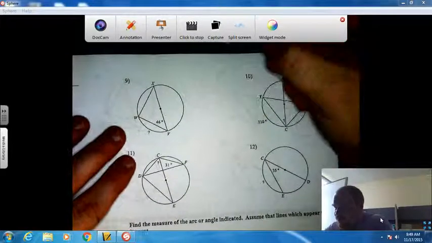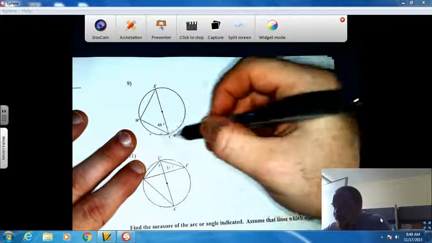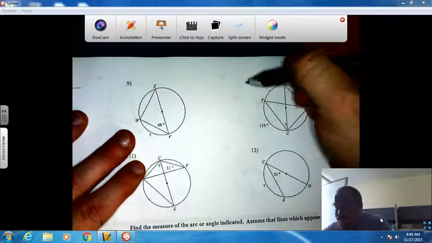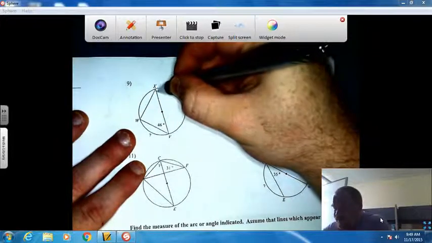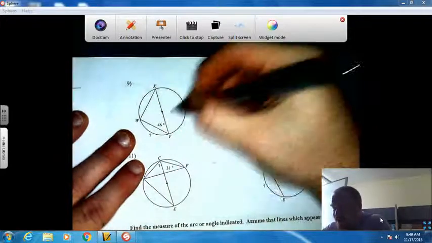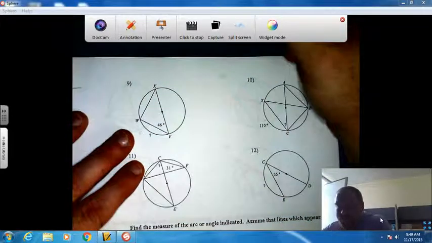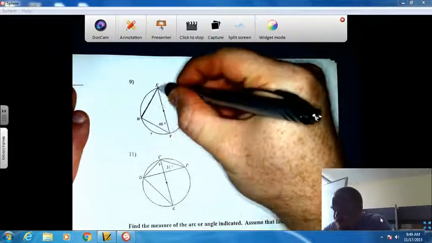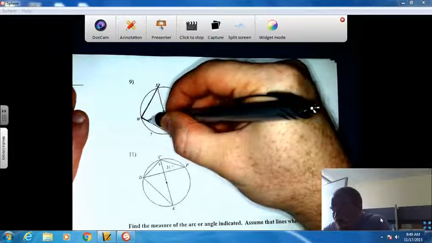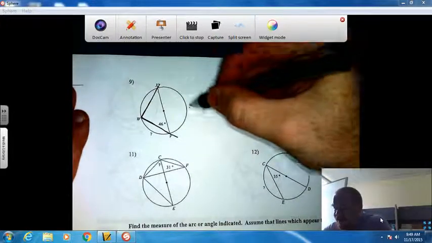Okay, they want us to find the measure of this arc. Well, I know that this is a diameter. I know that that's 46 degrees. But I have two unknown angles here, so I have to find that. Well, here's the good news. This angle right here opens up to be a semicircle, so that's 180 degrees.